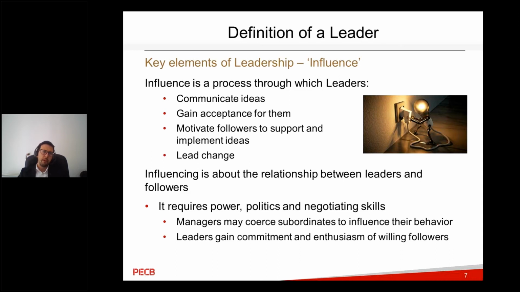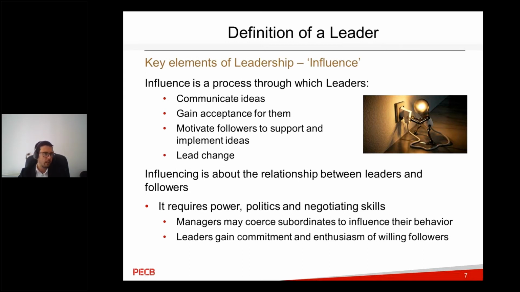So influencing is about, again, a relationship that exists between leaders and followers. So it requires all the three things that we said we can improve over time. So it's power, politics, and negotiation skills. And usually, the critical difference that exists between managers and leaders in action is that managers will try to coerce subordinates to influence their behavior because they have that authoritative power. They will use this power to push orders instead of discussing ideas with employees.